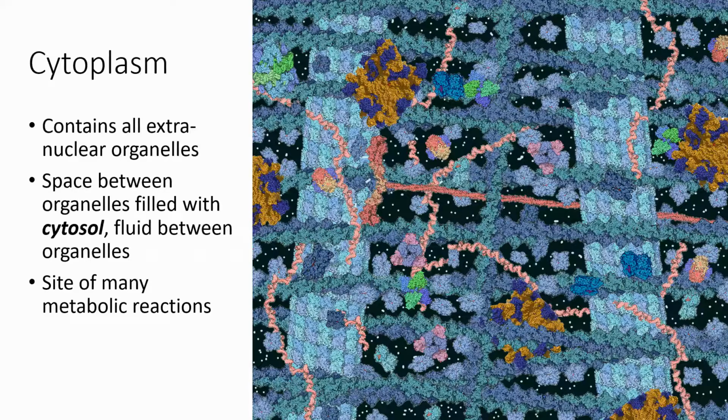So all cells contain cytoplasm. Cytoplasm is basically the space outside of the nucleus and inside the cell membrane. It contains all the organelles that are not the nucleus and the space between, which is filled with not only a large number of molecules, but also a fluid called the cytosol. The cytosol is where a lot of chemical reactions happen. In fact, in Unit 3, when we talk about cell respiration, we'll talk about the fact that a very important first step of cell respiration happens in the cytoplasm.